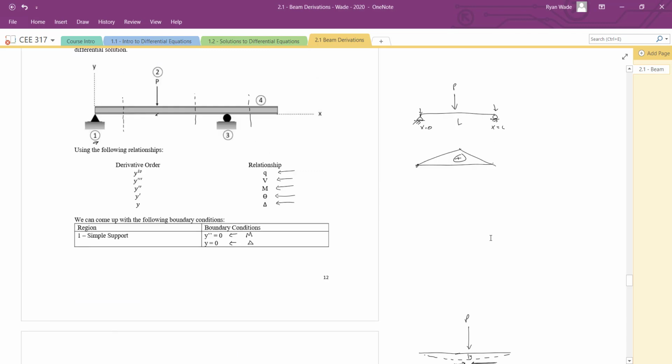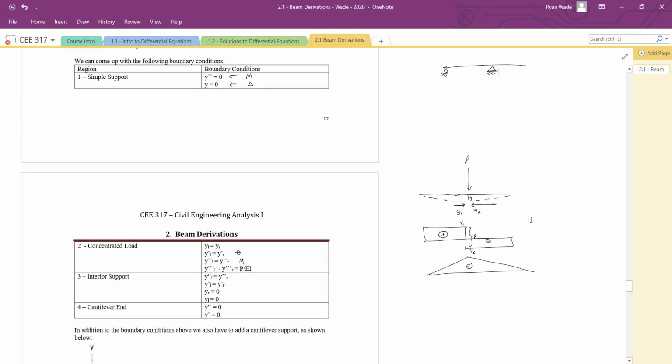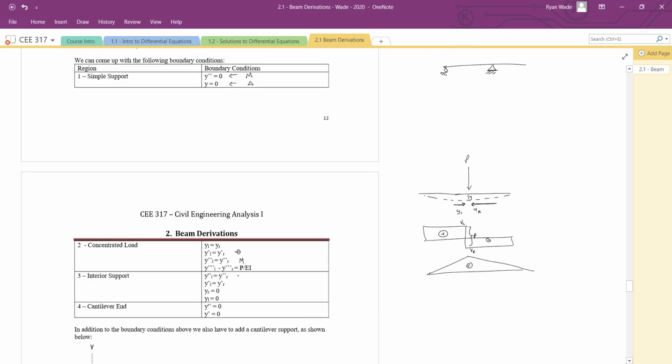The interior support, so point 3, and that's just any support. Again, it could be a pin or a roller as long as it's not on the ends, has different boundary conditions. So in this case, the interior support has that the double prime, or the moment, on the left-hand side is equal to the right-hand side, which is fine. That makes sense. It's kind of the same principles that we talked about here. The angle of twist on either end has to be equal, and that makes sense as well because again we don't have any discontinuities.